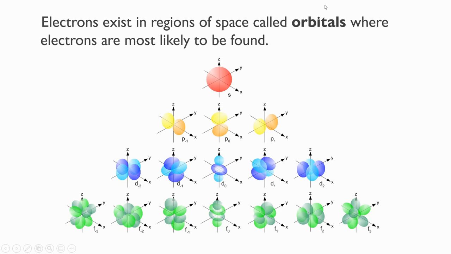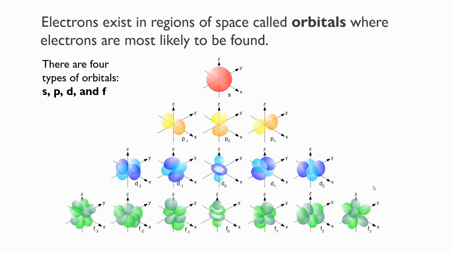So these are called orbitals. Electrons exist in regions of space called orbitals, where electrons are most likely to be found. I just mentioned that these are clouds of probability. We can't exactly know where an electron is, so instead we have computerized models that help us understand where an electron is likely to be. That's what these are.